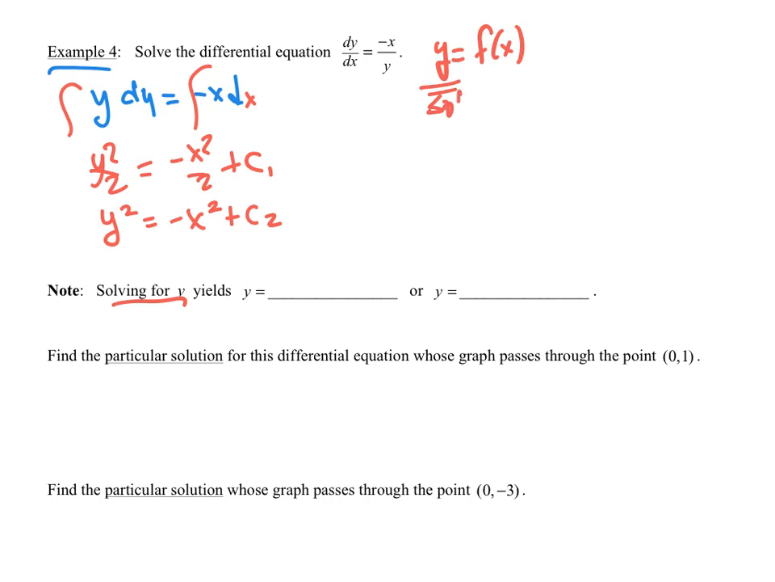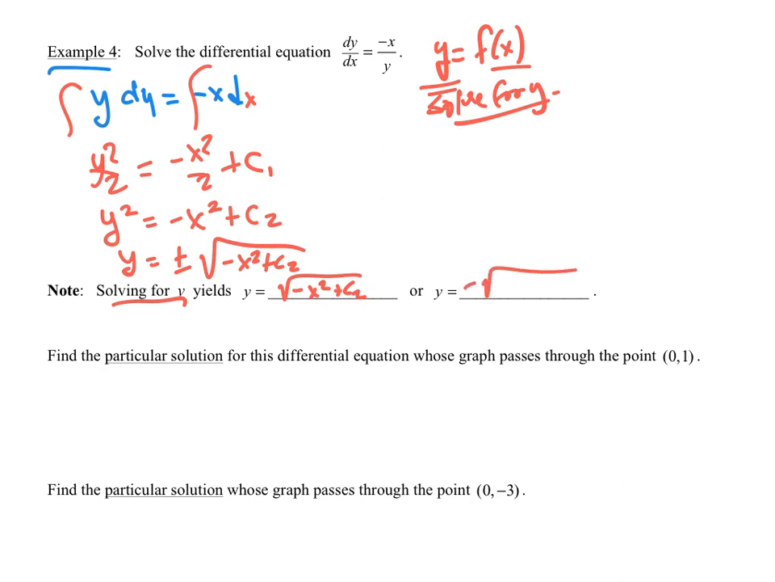That means solve for y. And when we do this, we're looking for a function. That's some of the discussion I just had previously. So if I do this, y is equal to plus or minus the square root of negative x squared plus c2. So one of the solutions would be the square root of negative x squared plus c2, or I could have the opposite of that, like that. So I'm going to end up with two different possible general solutions for this thing.